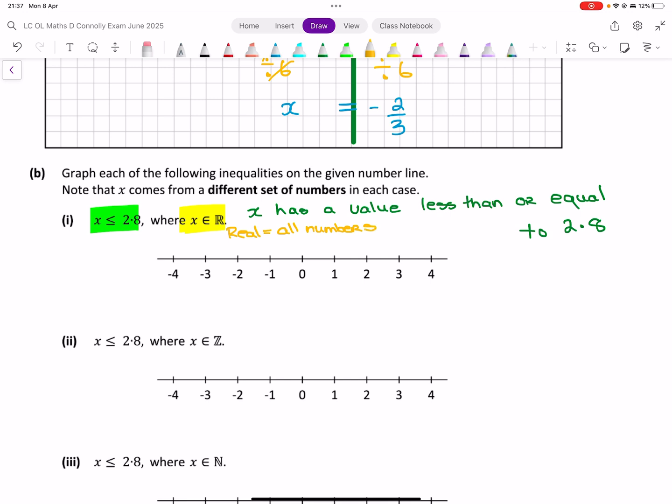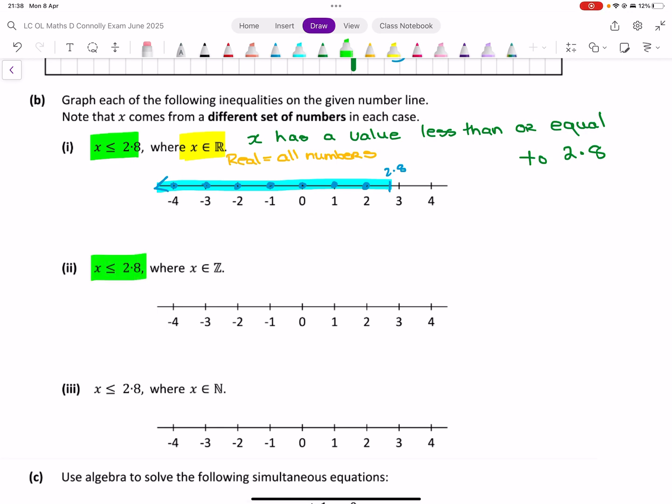Okay, so 2.8 is like, I don't know, there somewhere. Numbers less than 2.8 will be 2, 1, 0, minus 1, minus 2, minus 3, minus 4, and it will continue. And then also all the numbers in between. Oh, that's too thick. Sorry. Okay, that'll do. And it includes 2.8.